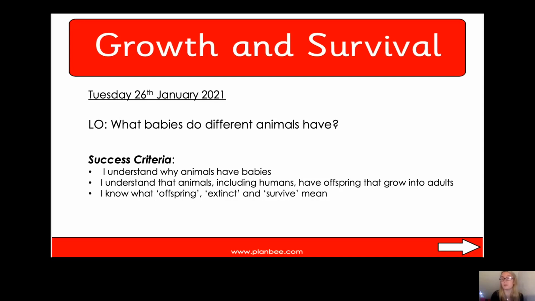And you'll also be able to tell me what the words extinct and survive mean. And then finally, by the end of the lesson, you'll be able to tell me why animals have babies. Now, before we move on to our Year 2 topic, Growth and Survival, you did a similar topic when you were in Year 1. So I want to see how much you can remember from your Year 1 topic before we build on this for our Year 2 topic. Okay, and we're going to do this in a quiz style.